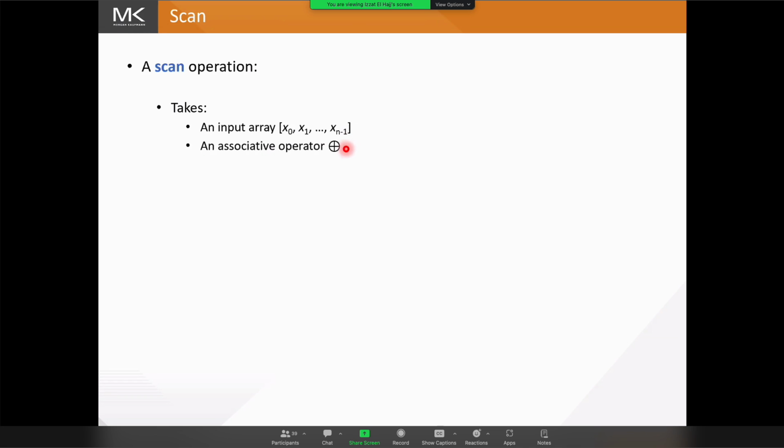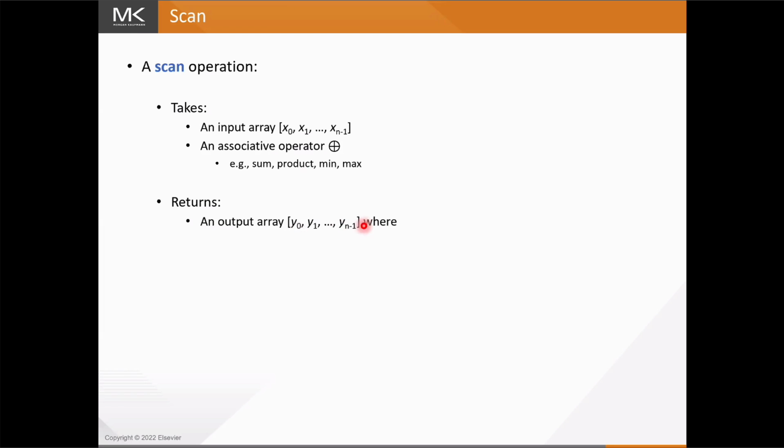So to start, what is scan? A scan operation takes as an input an array of elements x0, x1, up until xn minus 1, and an associative operator. This could be something like sum, product, minimum, maximum, or any other associative operator. It returns as an output an array y0 to yn minus 1. There are two versions of it: inclusive scan and exclusive scan.